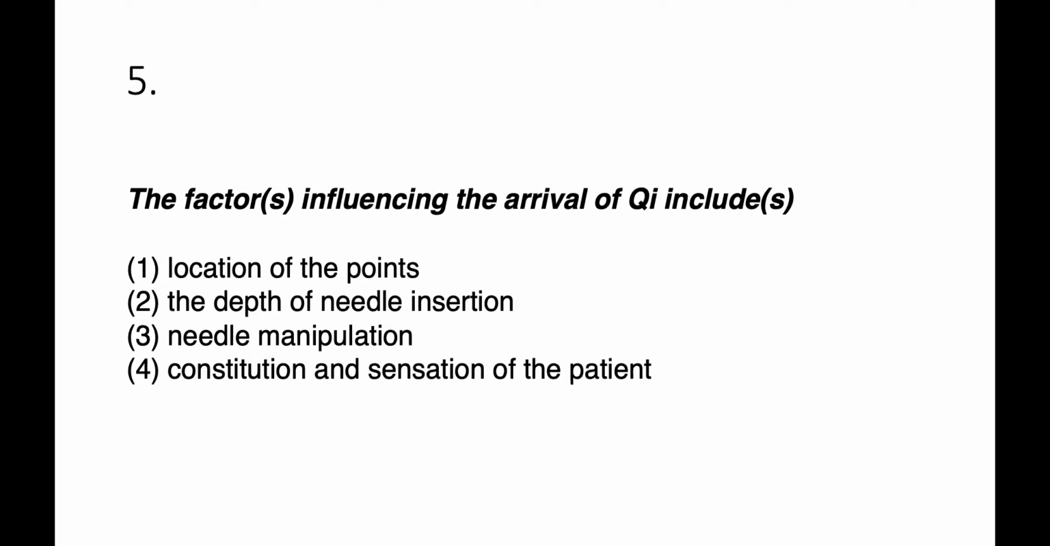Very good. Number 5, the last one. The factors influencing the arrival of chi include the location of the points, the depth of needle insertion, needle manipulation, constitution, and sensation of the patient.